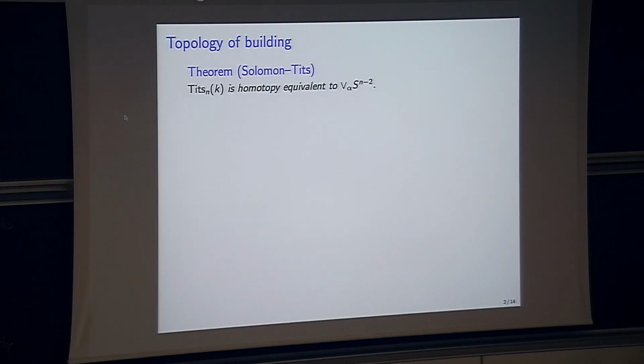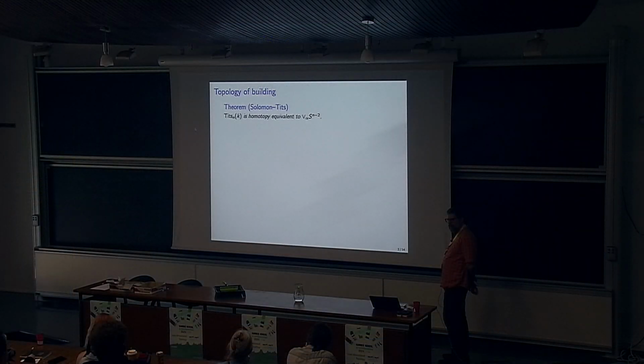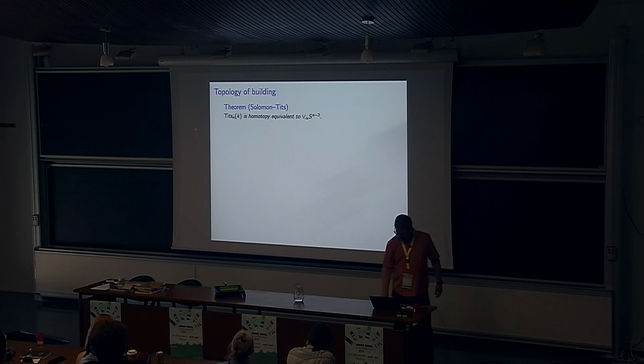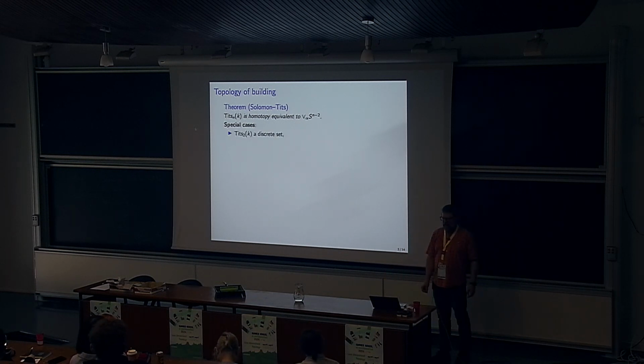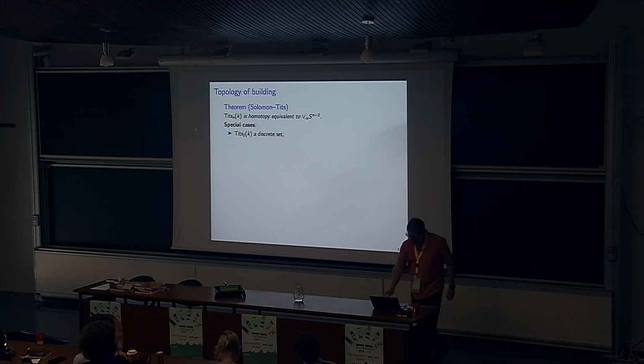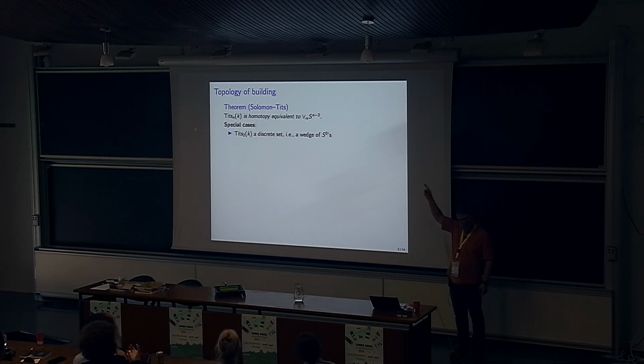Well, there's a famous theorem of Solomon and Tits that says that Tits sub n of k is actually homotopy equivalent to a wedge of spheres of dimension n-2. Remember, the dimension of the space is n-2. Let's think about some special cases to see that this fits with the examples we talked about. Tits sub 2 of k is just the discrete set of lines inside k squared. A discrete set is also called a wedge of S zeros, so that is consistent with this statement.